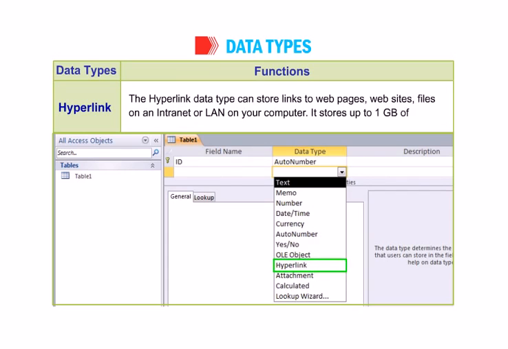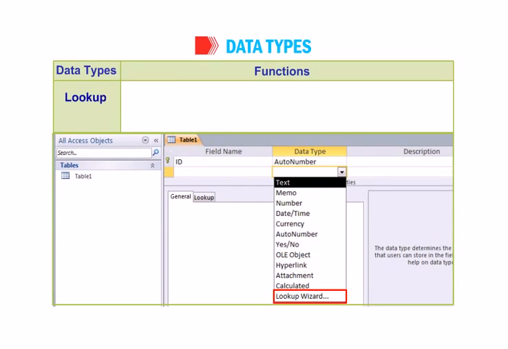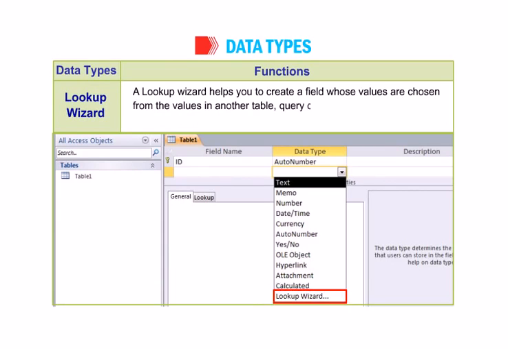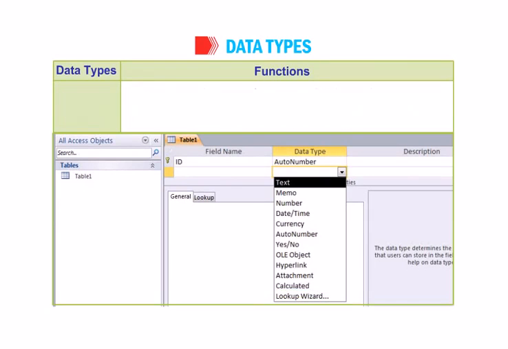It stores up to 1 GB of data. Lookup wizard. A lookup wizard helps you to create a field whose values are chosen from the values in another table, query, or list of values. By default, Access sets lookup fields to the number data type.